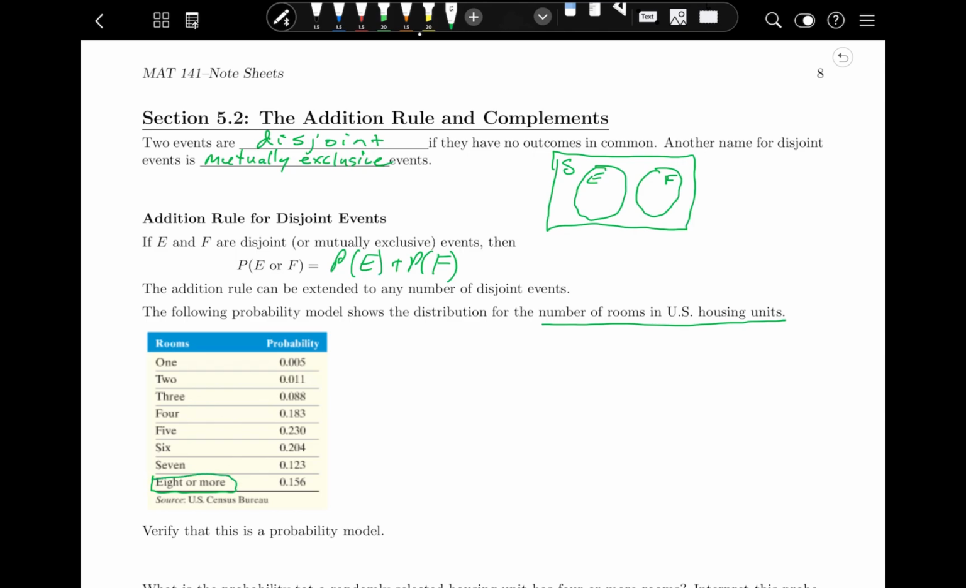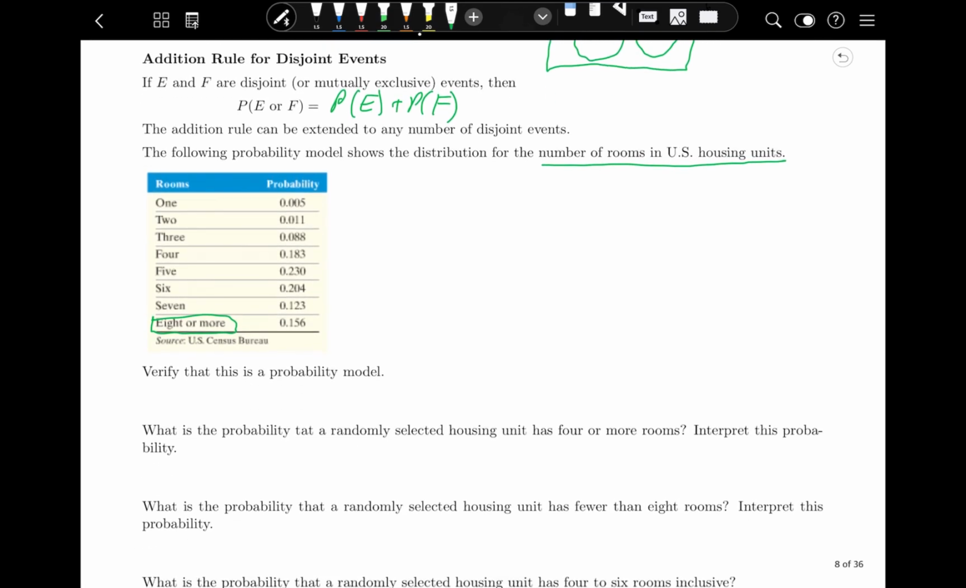The first thing it asks you to do here is verify that this is a probability model. We have to remember what that means from the last section. There are two things that have to happen to be a probability model. One is all your probabilities have to be between 0 and 1, so for all the outcomes, 0 is less than or equal to P of e, which is less than or equal to 1. For all those, that works.